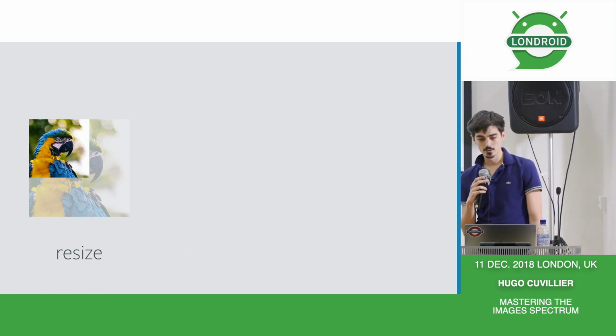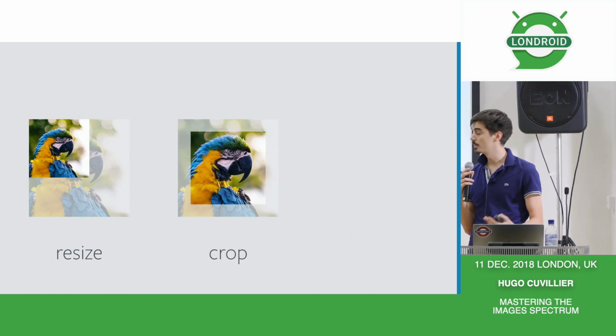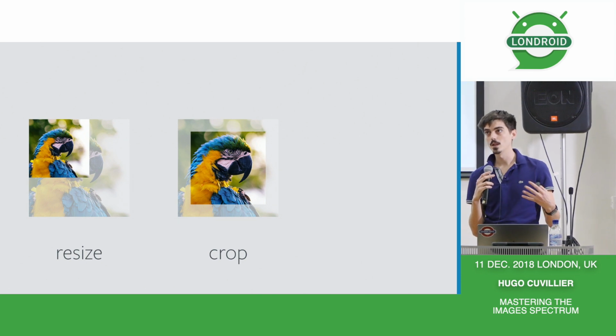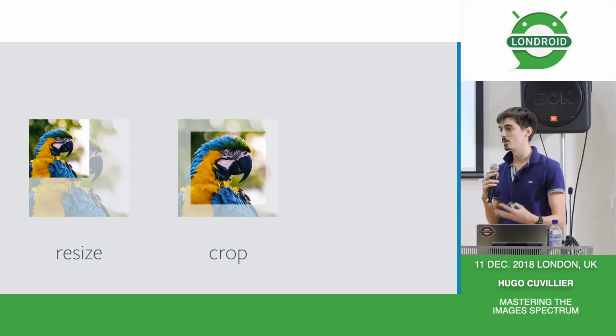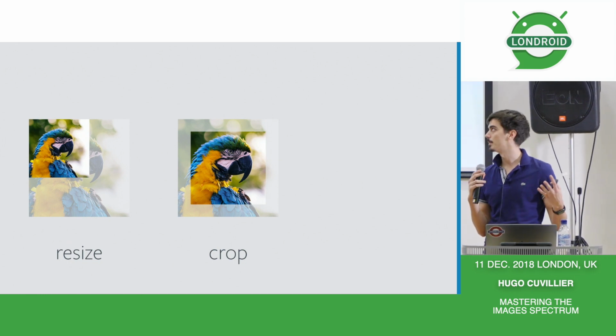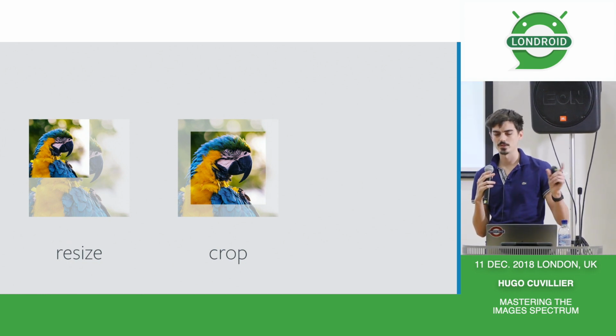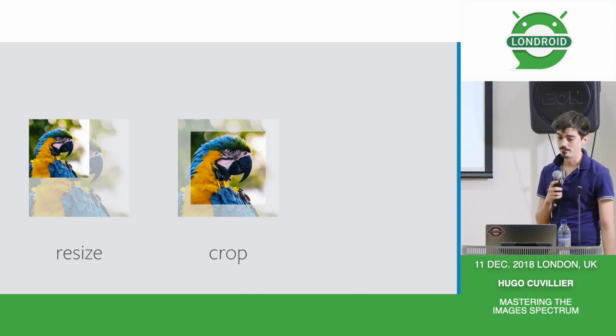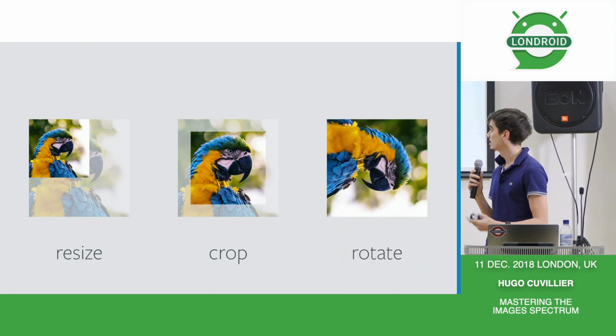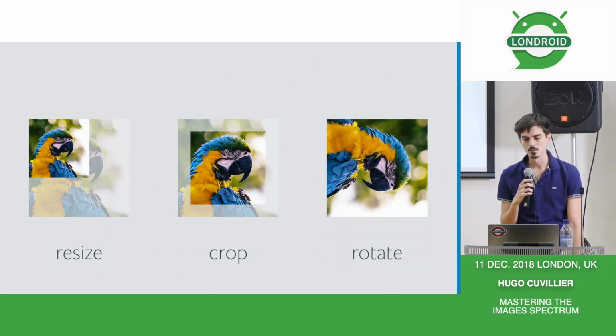The second transformation that we can do is crop. Either you provide values relative to the image size, or you can also specify absolute offsets that you want, defining the crop region. And finally, we've got rotate. That's just an angle, which has to be a multiple of 90 degrees.